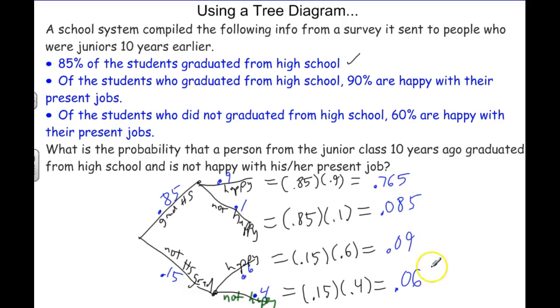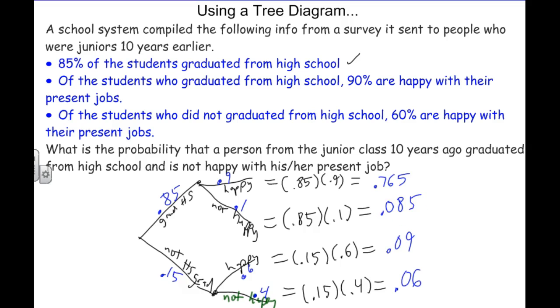So I typed all these in my calculator. These are the 4 answers I got. By the way, if I add up 76.5% plus 8.5% plus 9% plus 6%, I would get exactly 100%. These are always going to add up to 100%. Now let's answer the question that was asked. What is the probability that a person from the junior class 10 years ago graduated from high school and is not happy with his or her present job? So graduate high school and not happy, that would be 8.5%. Let's ask a more difficult question just for fun. So that's the answer to that question.